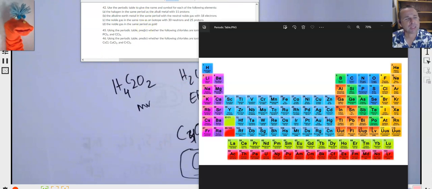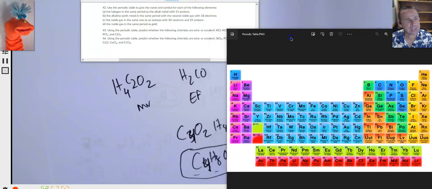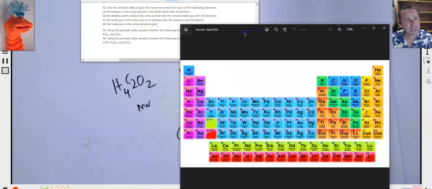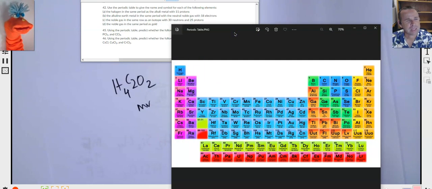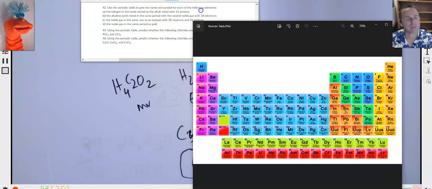All right, so use the periodic table to give the name and symbol for each of the following elements. The halogen in the same period as the alkali metal with 11 protons. In the same period. So halogen, where are the halogens? That's the second to the last on the end, right? Very good. So these are our halogens right here. And it's looking for the halogen with 11 what? Protons.